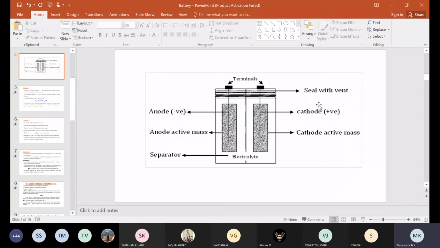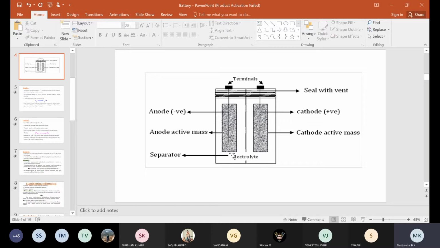Coming to the second component in a battery, the cathode. The cathode is the positive electrode where the reduction of the active material takes place by gaining electrons from the external circuit. Whatever electrons are liberated at the anode are gained by the cathode electrode, where the reduction reaction takes place. In the case of rechargeable batteries, the cathode acts as a negative electrode during the recharging process. This is the second basic component, the cathode.